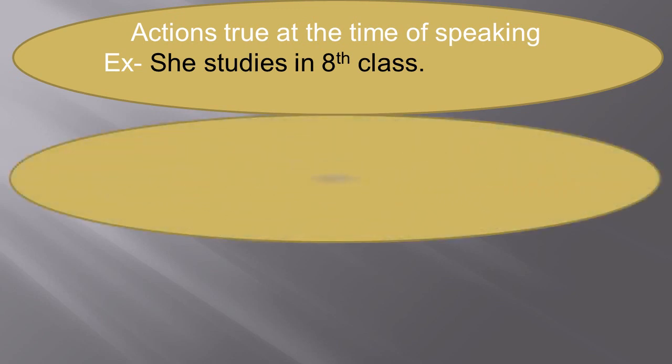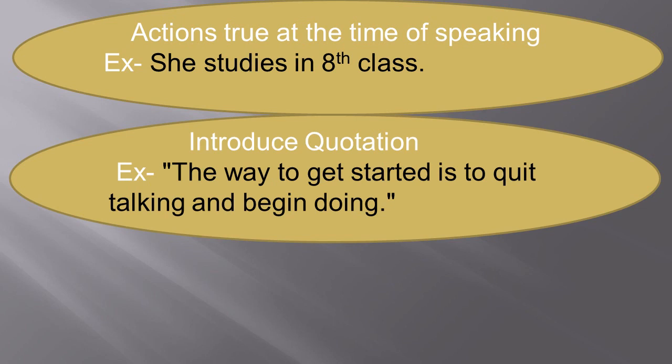Next use we have is to introduce quotations, the sayings by famous poets or by famous philosophers. For example, the way to get started is to quit talking and begin doing. That is a famous saying by Keats. So, to introduce quotations, we always use present indefinite tense.